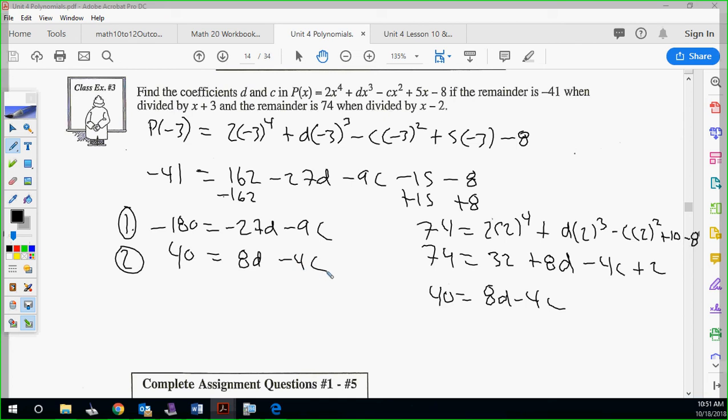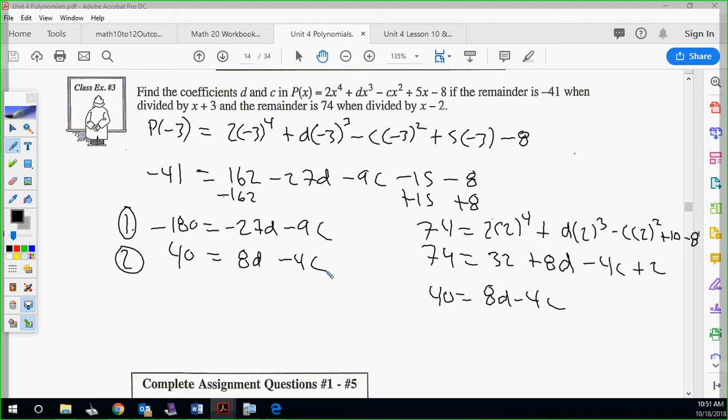Now this one's not as nice. Can anybody see why this one's not as nice for elimination? Well, what I see is that 8 doesn't go into 27 and 4 doesn't go into 9. So I run into kind of a roadblock in terms of I don't have a nice, easy elimination like we did yesterday. So we have to get a little creative in how we do that.